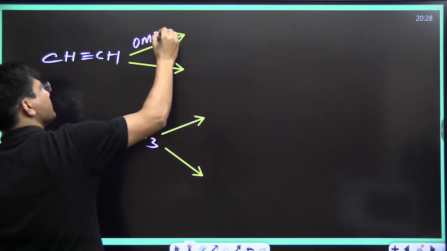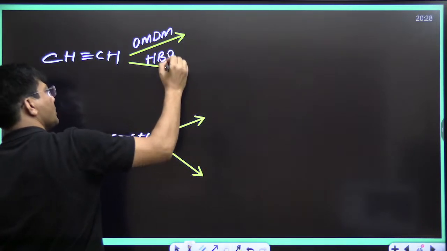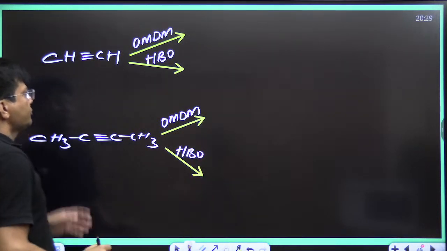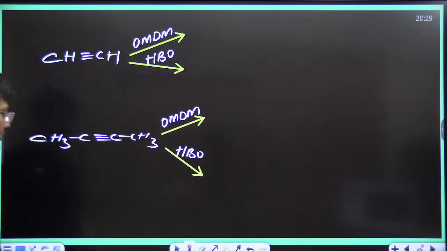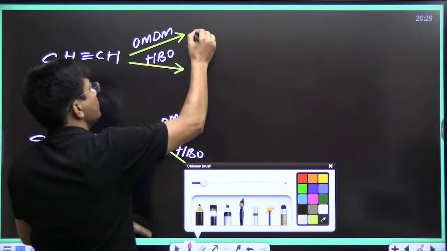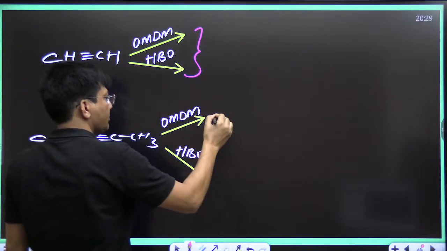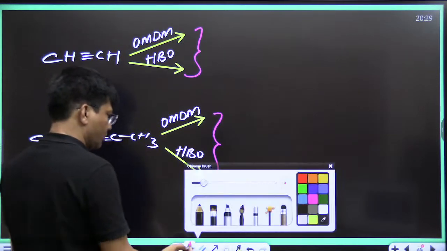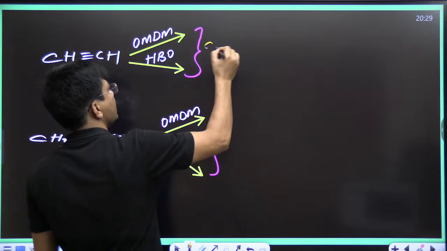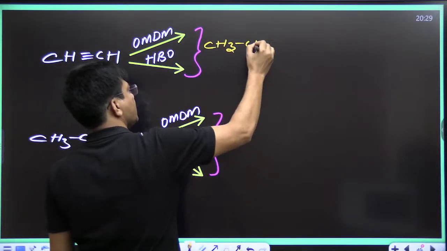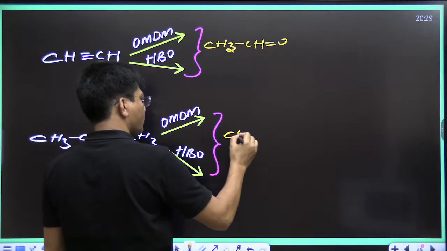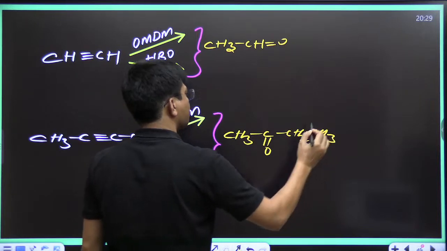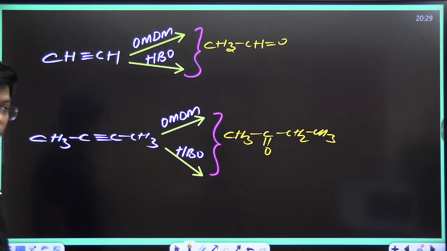OM-DM reaction, HBO reaction, OM-DM reaction, HBO reaction. Just let me know speedily, in the first reaction, whether you do OM-DM or HBO, is the answer coming the same? Here also, whether you do OM-DM reaction or HBO reaction, is the answer coming the same, kids? Definitely. Here the answer in both cases is CH3CHO, and here in both cases the answer is being like this. Kids, is it correct? If you are able to do it.